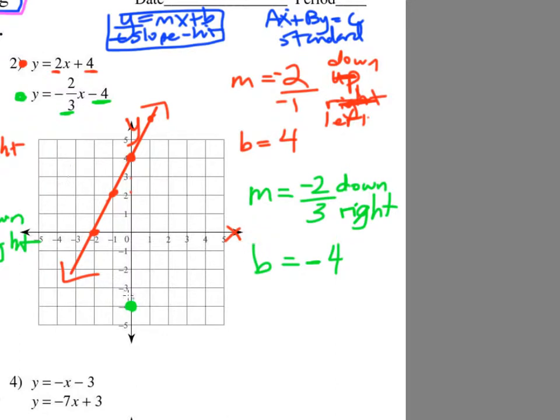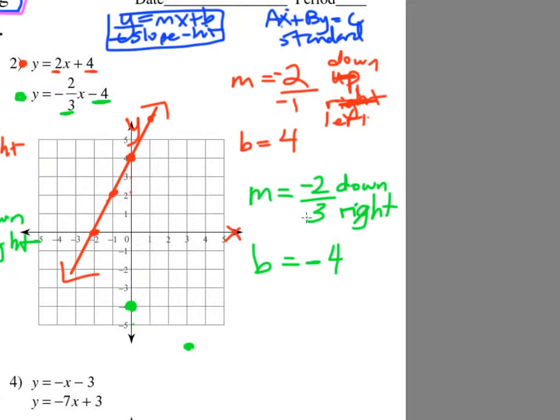So again, we start from this dot. Let's go down 2, right 3. Oh, okay, so again, I'm off the page. I can guess. Let me just guess here. Down 2, right 3. But let's say I want to be a little bit more exact.